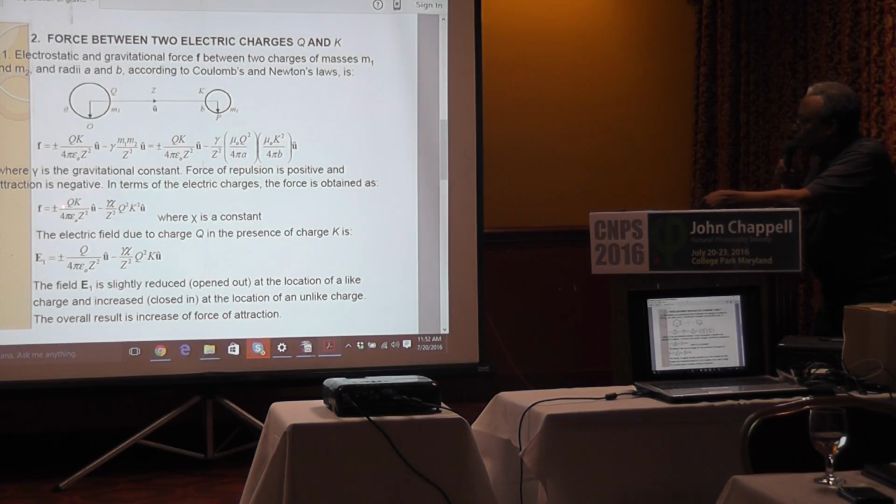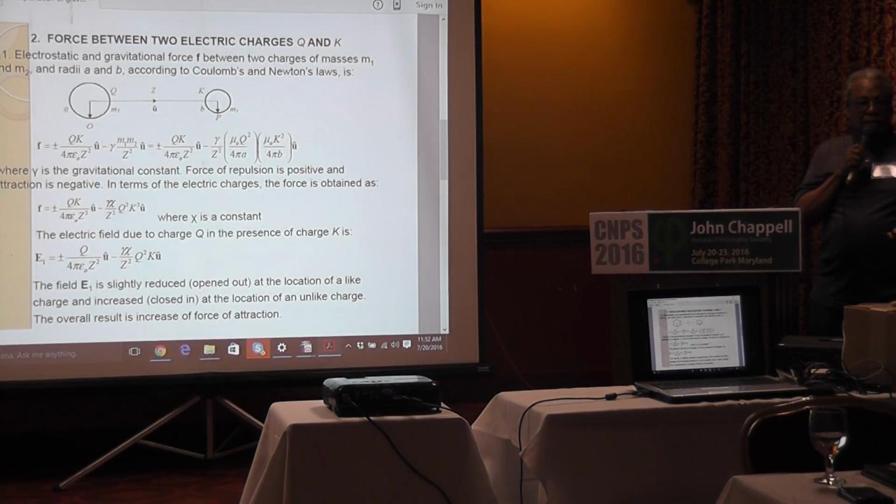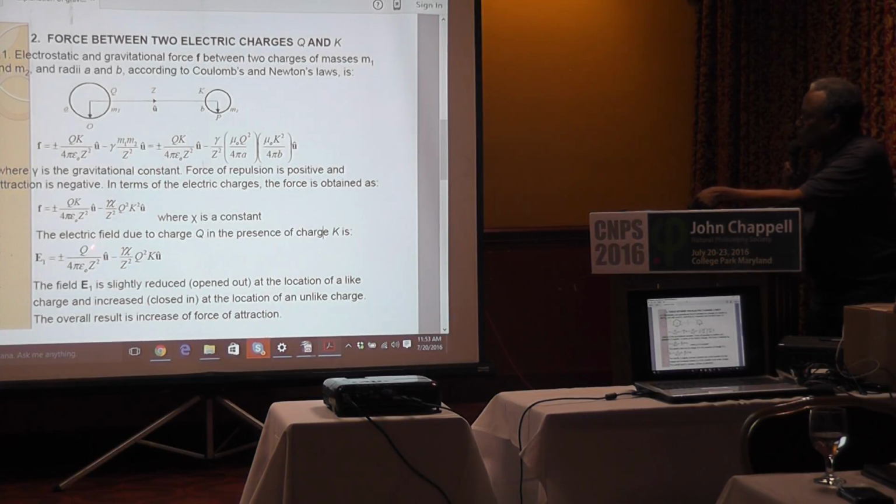If this is a force, this becomes the electric field due to an electric charge Q. If there is no other charge, we simply have the field of an isolated electric charge. But the presence of a second charge alters the electric field from Q. If Q is a positive charge and K is another positive charge, how can we interpret this equation given the field between the two charges?